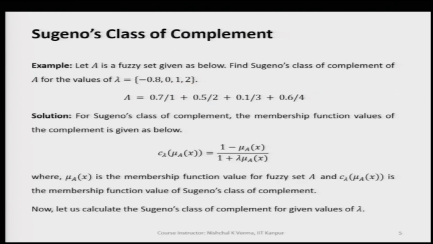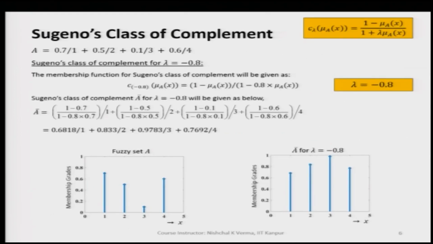Let us first write the Sugeno's class of complement here, which is C lambda of mu A of x is equal to 1 minus mu A of x over 1 plus lambda mu A of x. Let us now quickly take the value of lambda is equal to minus 0.8, and substitute this in the expression. The expression of C lambda is 1 minus mu of x.